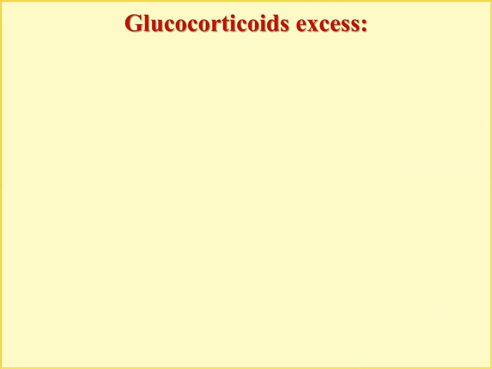So, glucocorticoids excess. Now let's compare two cases, primary and secondary excess. Primary hypercorticism. You can also find the term hypercortisolism. I chose the shorter one, but both can be used. And primary hypercorticism is exactly Cushing's syndrome, not disease. But symptoms again are similar.